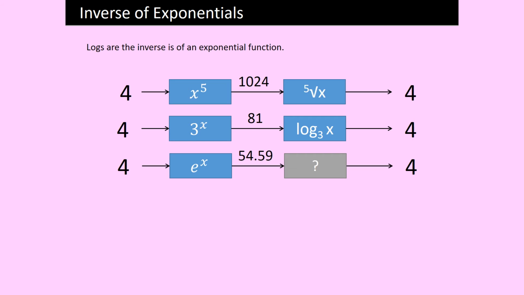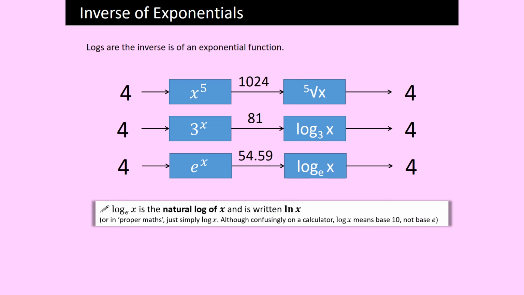Okay, it's the inverse. So if we had 4 and then we did e to the power of x, we'd end up with 54.59. So to go back to 4, we would need to do the inverse operation, and that would be taking the natural log, the log base e of x, which we write as the ln x. ln x is the natural log of x, and we usually write it as an ln rather than a log base e.